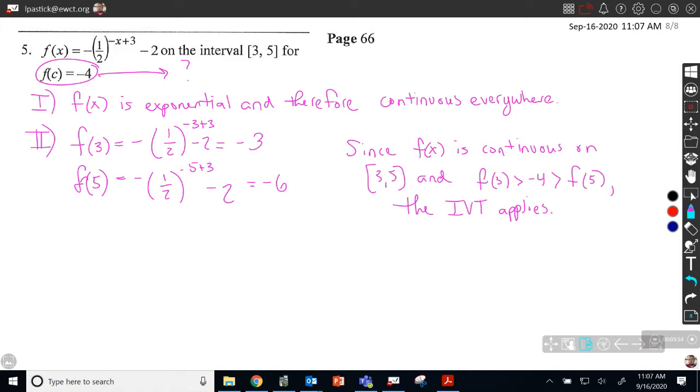Let's find c. So what are we going to write? We're going to write negative 1/2 to the negative c plus 3, I'm just going to use c instead of x here, minus 2. We want to know where does that equal negative 4.